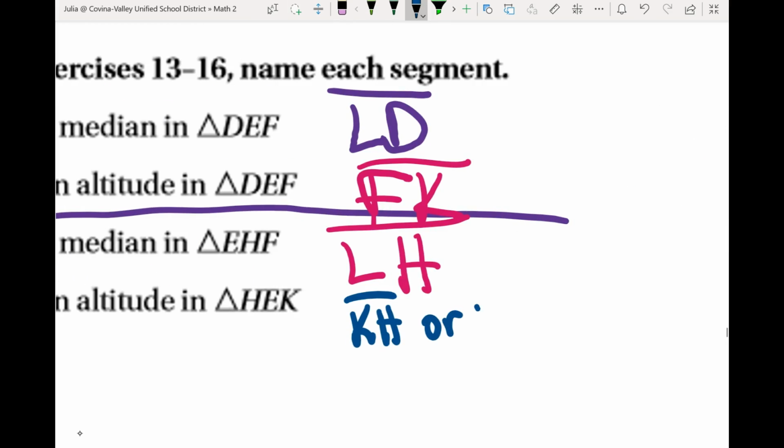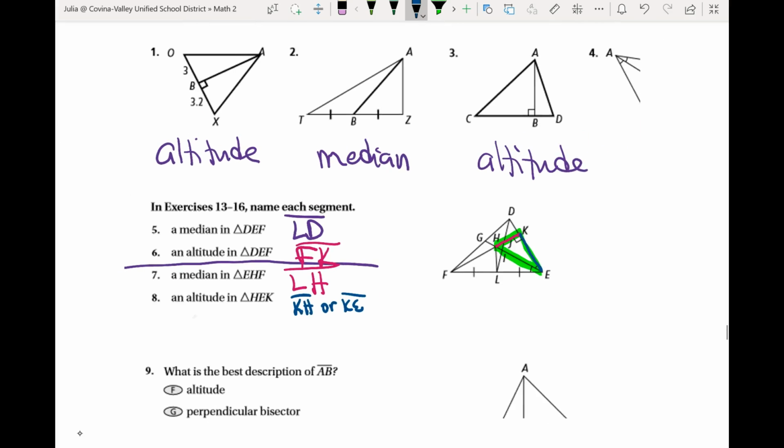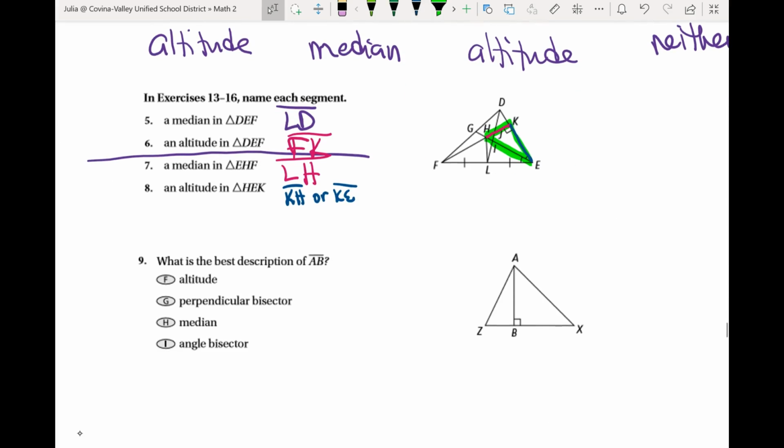KH or KE. All right, and lastly, what's the best description of AB? Number 9, altitude. That one has a right angle and nothing else. And it does go through the other vertex. Okay, now all of this comes from review from Friday.